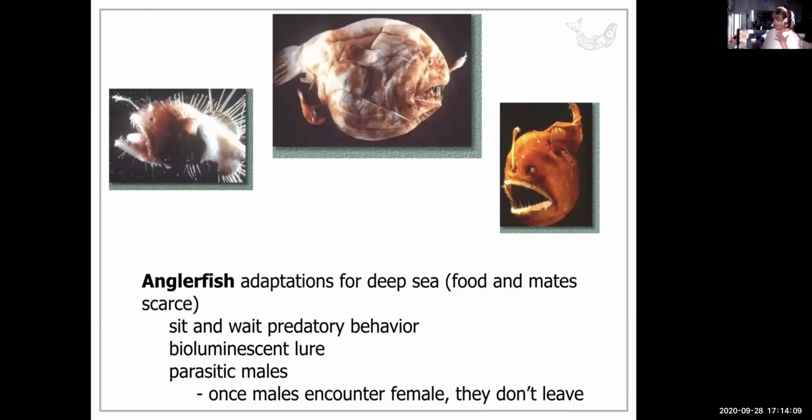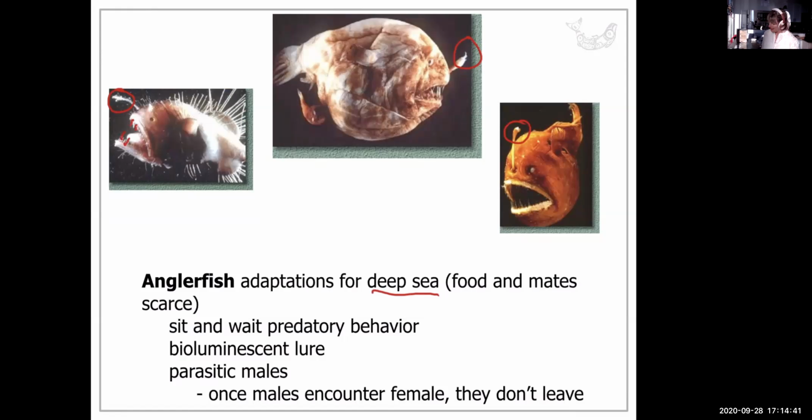Some other oddballs, this is a real oddball, the anglerfish. It's a bony fish. It's adapted for the deep sea. There's food and mates are quite scarce there. So this, for example, is a lure that lights up. It's bioluminescent. It luminesces because it's dark. It's dark down there, but it attracts fish to it that way and gobbles them up with its enormous teeth.